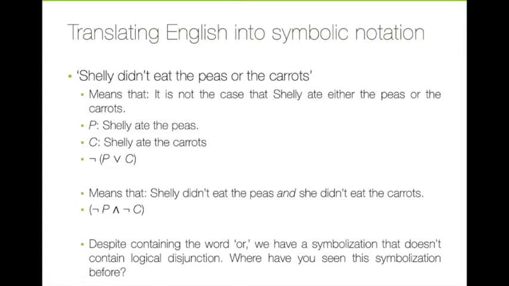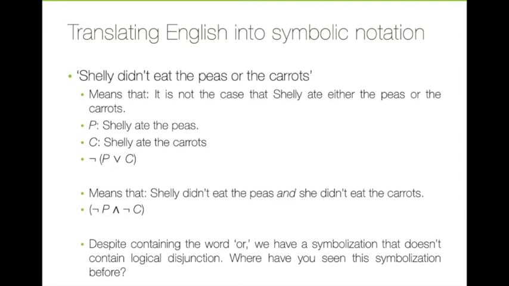There's maybe an easier one, though, that doesn't use disjunction. Shelley didn't eat the peas or the carrots also means that Shelley didn't eat the peas and she didn't eat the carrots. Using the same two atomic statements, but a different arrangement of logical connectives, we can express that as not P and not C. So despite the original sentence containing the word or, we can give it a symbolization that doesn't contain a logical disjunction.